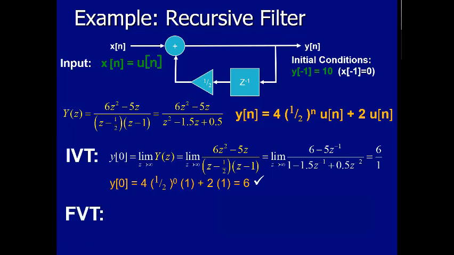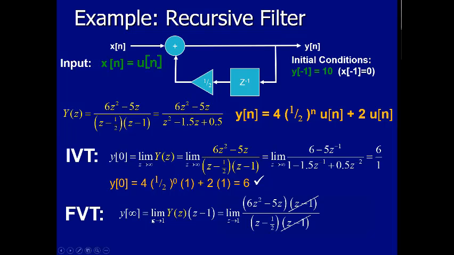Likewise, the final value theorem says if we want to know what is y of n as n goes to infinity, we would take our Z transform, multiply it by z minus 1, and then take the limit as z goes to 1. If we use this factored form, when we multiply by z minus 1, the factor in the numerator and denominator cancel. We're left with 6z squared minus 5z in the numerator, z minus 1/2 in the denominator.